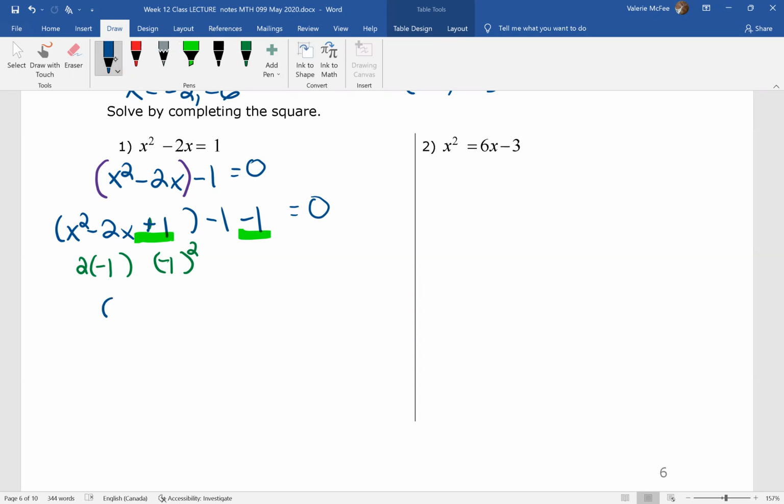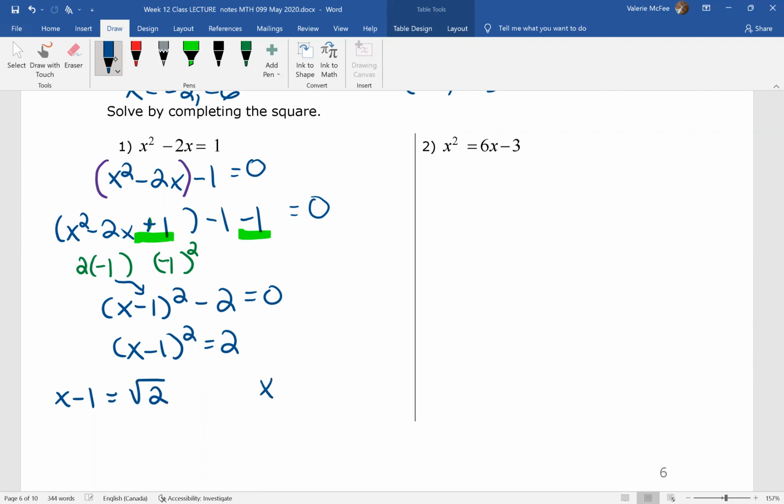Now we factor our perfect square trinomial using that 1, of course. Simplify, -1 minus 1 is -2. That equals 0. We're going to use the square root property now to solve this equation. So we add 2 to both sides, take the square root, and it gives us 2 equations.